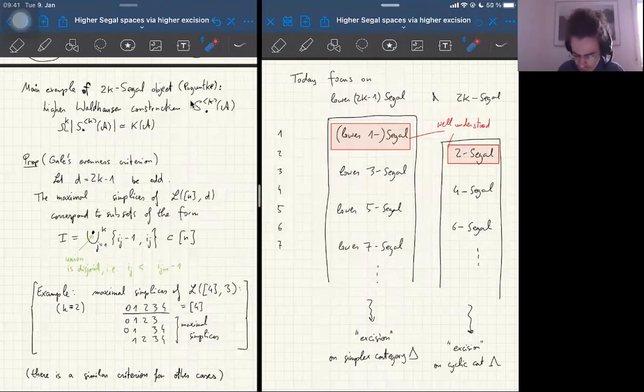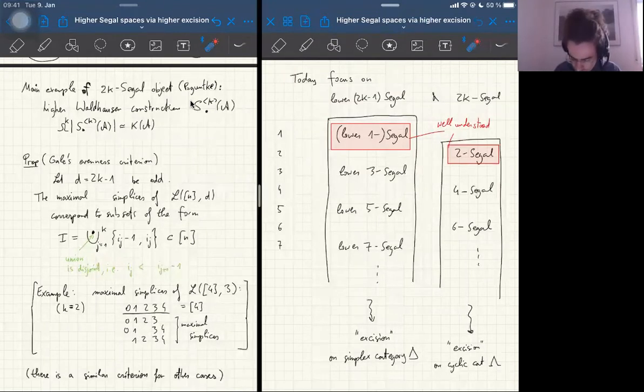So we have the lower 2k minus 1 condition, where the lower one, the Segal condition, was really just the classical Segal condition. And then on the even side, we have the 2-Segal condition, and these two I kind of sketched a little bit. They're relatively well understood. So this one is very well understood. This one is also quite well understood in terms of operads, for instance, or algebras of spans, or similar things.